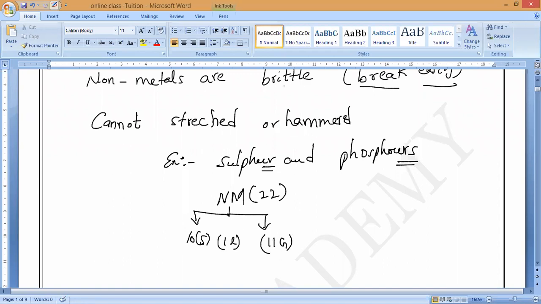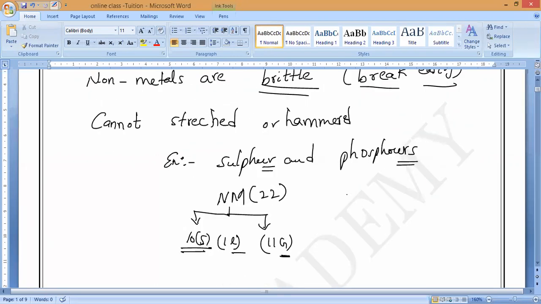To show the property of brittleness, which ones can we take? Only the 10 solid non-metals, because liquids and gases we cannot break. Is it yes or no, guys? Is it possible to break liquids and gases? No, sir.